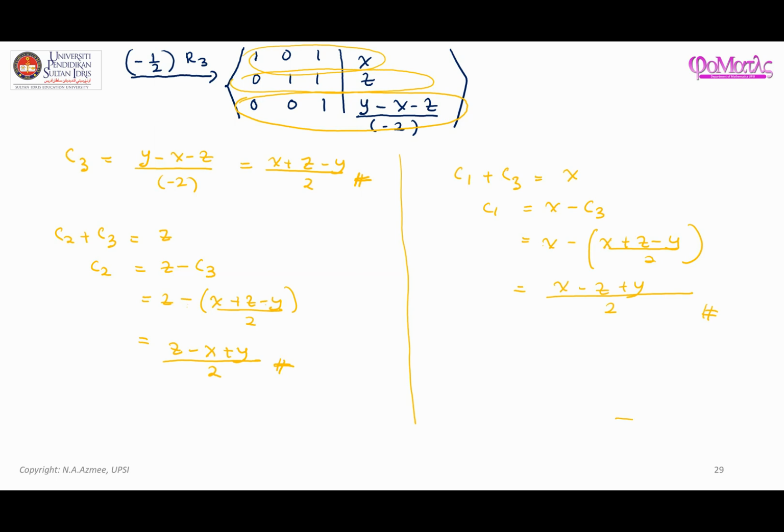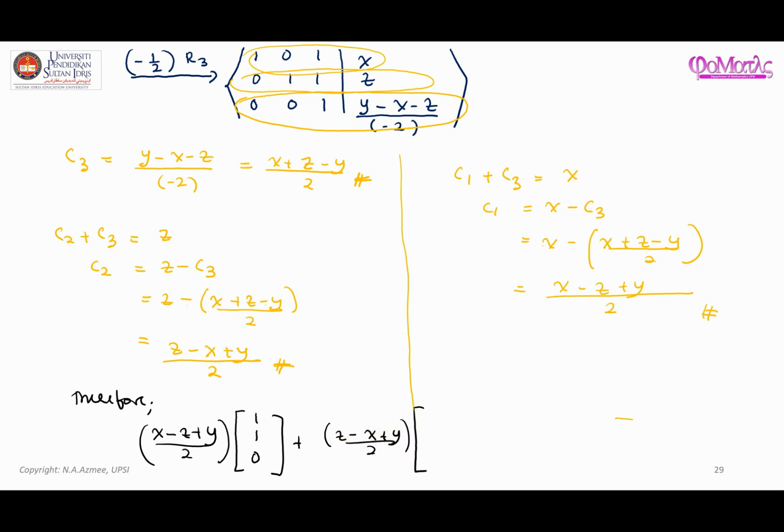Okay, so based on that, we can write our linear combination as such. So therefore, what we have here is X minus Z plus Y over 2, and the first vector is 1, 1, 0, plus C2 is Z minus X plus Y over 2. The second vector is 0, 1, 1, plus C3 is X plus Z minus Y over 2. And the third vector is 1, 0, 1, and this is equal to X, Y, Z.